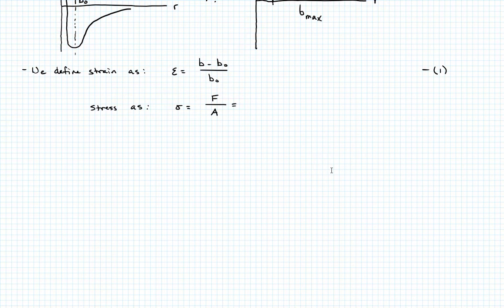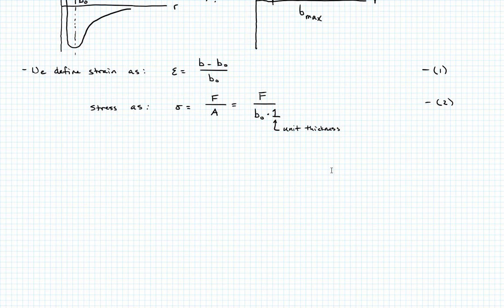In our case, this is going to be F divided by B naught times 1, and this is because we're pulling on it vertically on the screen, and so we have an area that includes a unit thickness into the page, and so we have just a 1 there for a unit thickness into the page. Okay, we'll call that equation 2.